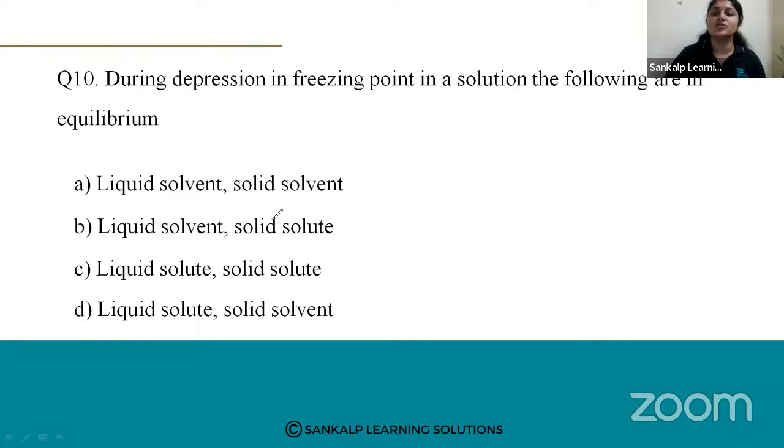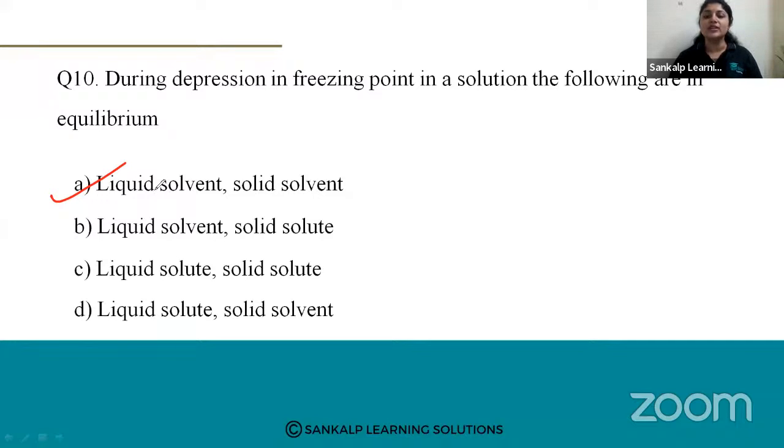A, liquid solvent, solid solvent. B, liquid solvent, solid solute. C, liquid solute, solid solute. D, liquid solute and solid solvent. Remember that at freezing point, the liquid and solid are in equilibrium. So when a solution of a non-volatile solute is cooled to a temperature below the freezing point of the solution, then some of the liquid solvent will separate out as solid solvent. So our option is A, that is liquid solvent and solid solvent.